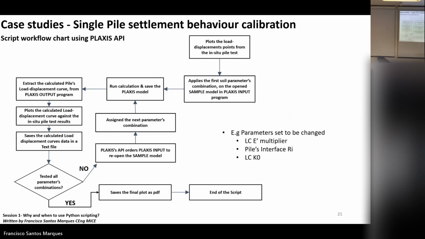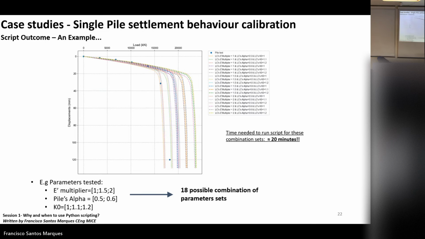And the parameters that we are meant to change in this procedure are the multiplier, the R interface, and the cannot. Okay, so if we have a script that can do this, you can see that now, for example, in this case, we have 18 possible combination sets for all these parameters that we asked to test. And all of this with the script only took 20 minutes to do.